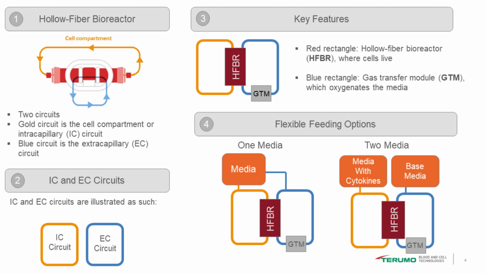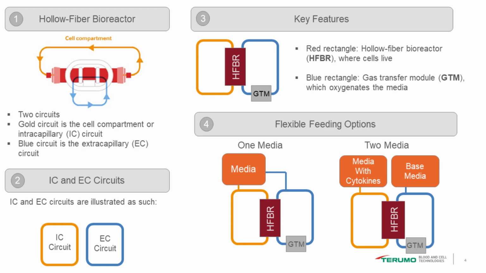So moving on to box 3, as you can see, HFBR is the abbreviation for the hollow fiber bioreactor. And what you can tell from this slide is that both the IC and the EC circuits pass through the hollow fiber. At the bottom of the blue circuit there, you'll see this item labeled as GTM, which is the gas transfer module. So again, the system is functionally closed, and in order to oxygenate the media to supply your cells, we take care of that on the EC circuit.